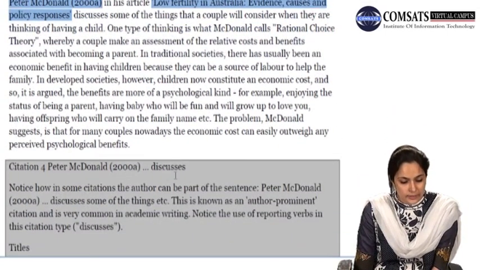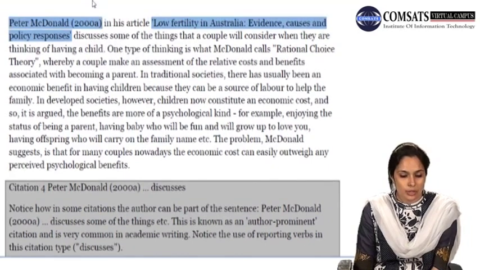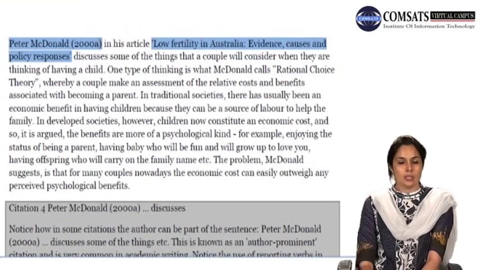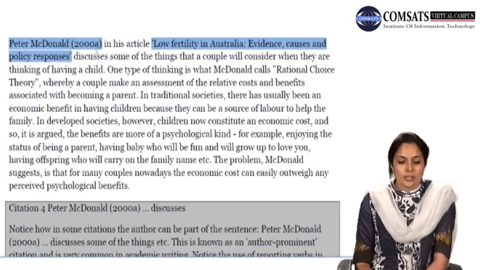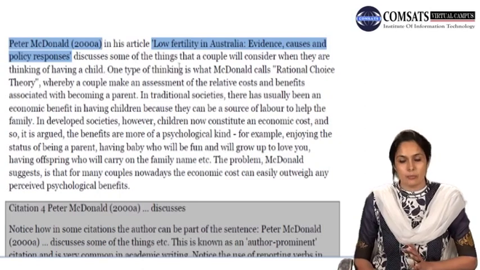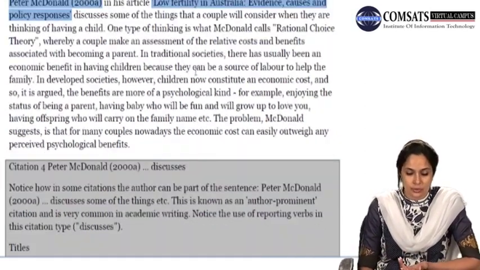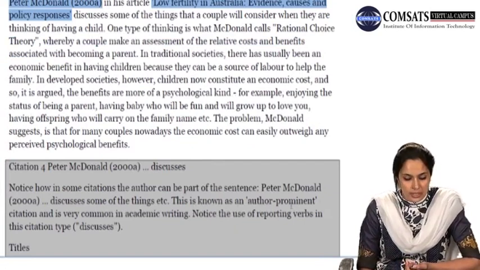Citation 4 discusses, notice how in some citations the author can be part of the sentence. Peter MacDonald discusses. Now, यहाँ पे उन्होंने Peter MacDonald bracket में 2000 year लिखके, it's उसके साथ ही in his article discusses some of the things कर दिया है, right? So this can be done, there is no harm in it. Discusses some of the things. This is known as an author prominent citation and is very common in academic writing. Notice the use of reporting verbs in this citation. Verbs जो discusses होते हैं.